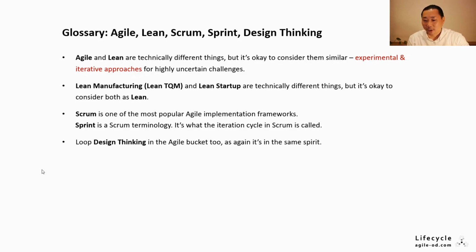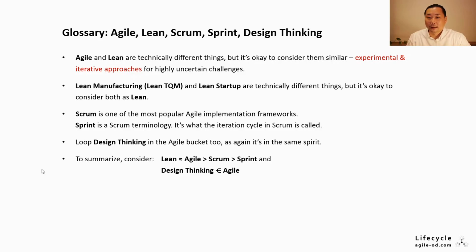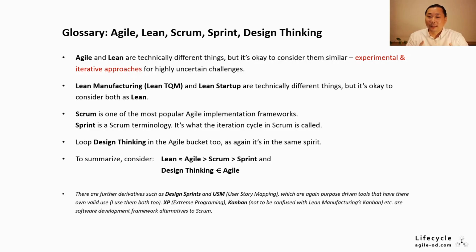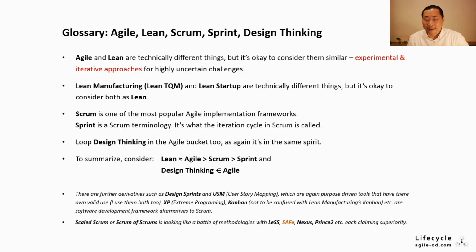So, to summarize, consider Lean and Agile as same, and Scrum and Sprint as part of Agile, and design thinking as an element of Agile. Clear? Now, there are more related frameworks like extreme programming and Kanban, and the many scaled Agile and Scrum frameworks like SAFe, LESS, Nexus, and even Prince 2. But that's too much for now, so we'll talk about it on another occasion.